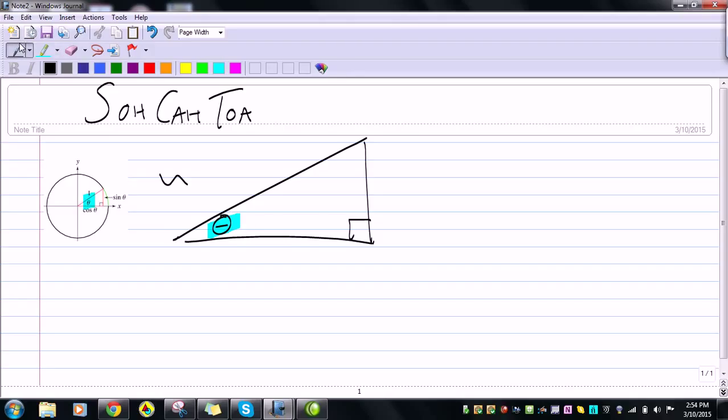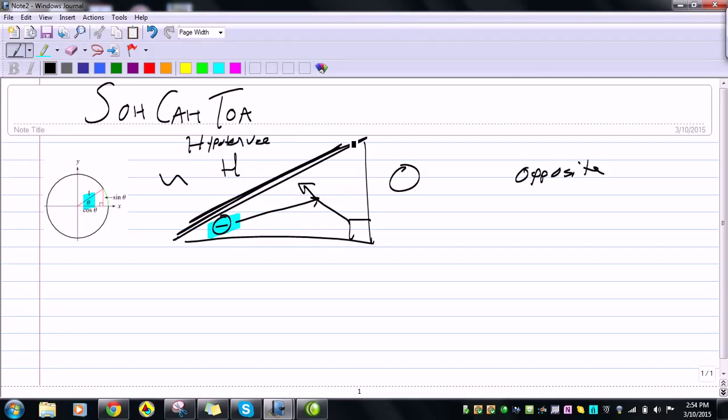Now, the side opposite the theta, the reference angle, we call O. O for opposite. Opposite what? It's opposite this reference angle theta, okay? The side across from 90 we call H for hypotenuse because it's the hypotenuse. No matter what reference angle we use, this will always be the largest side of that right triangle. The remaining side we call A, adjacent.